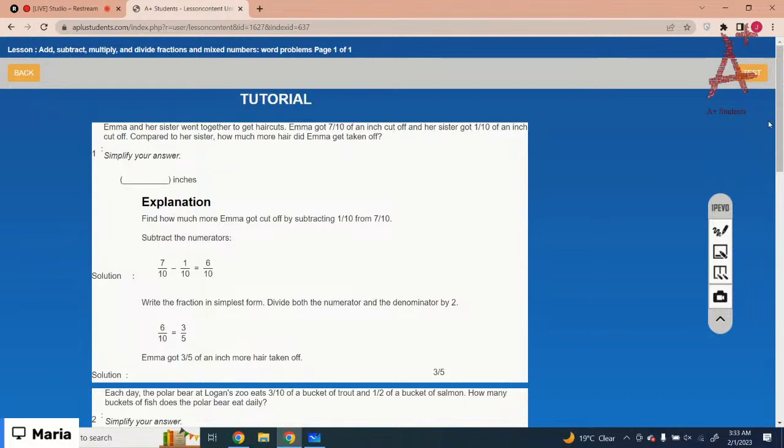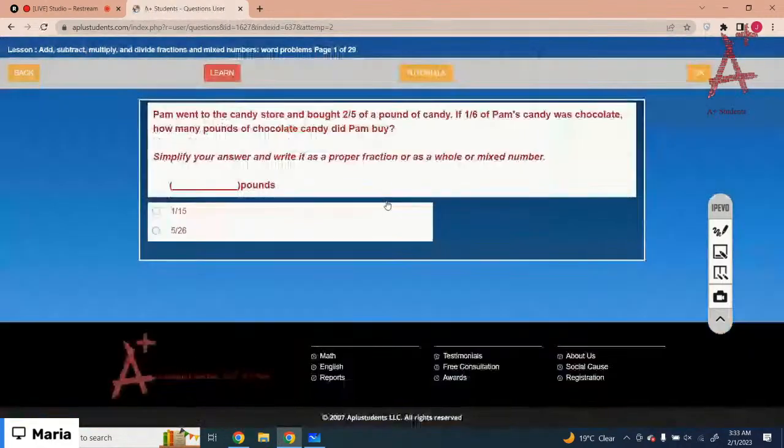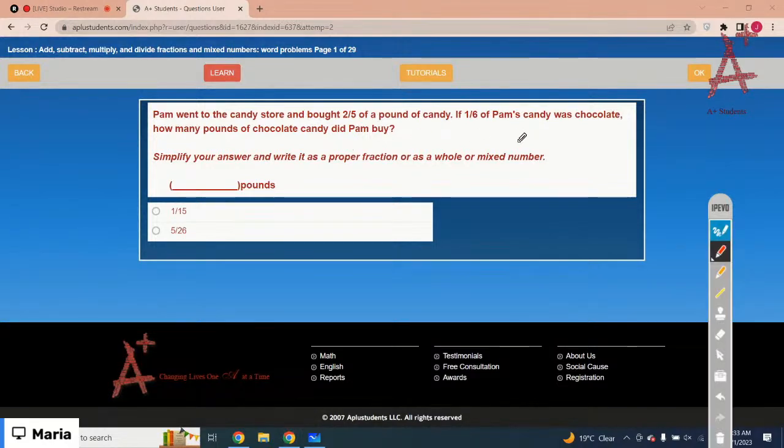Okay, let's just start. The first one is: Pam went to the candy store and bought 2/5 of a pound of candy. If 1/6 of Pam's candy was chocolate, how many pounds of the chocolate candy did Pam buy? So basically, you have to subtract 1/6 out of 2/5. Got it?